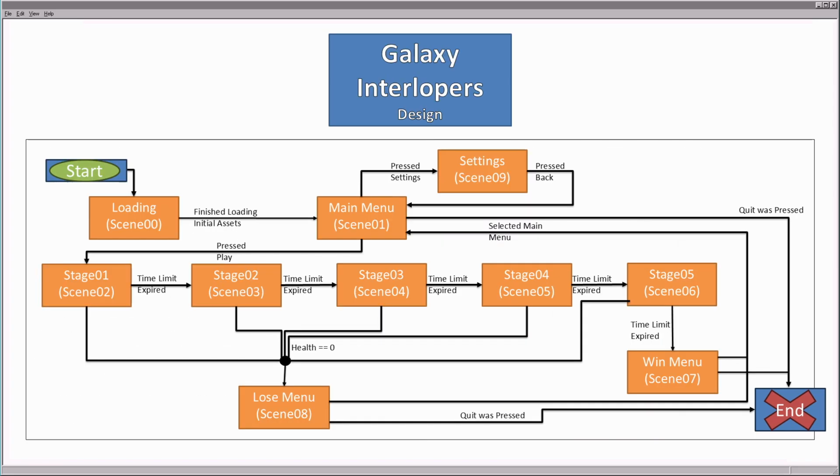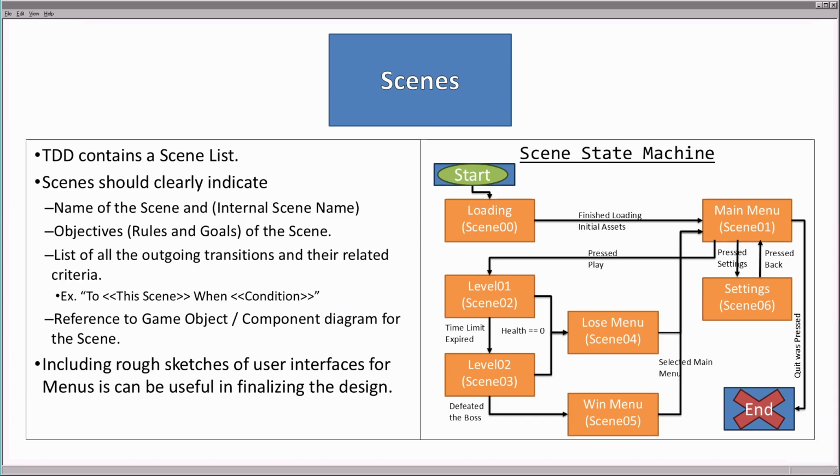For our game, we can include this in our technical design document. Within the technical design document, it is useful for it to contain a scene list. Scenes should clearly indicate the name of the scene and its internal scene name, objective, rules, and goals for each of the scenes, and other comments related to these can be added for better clarification about the rules and objectives.